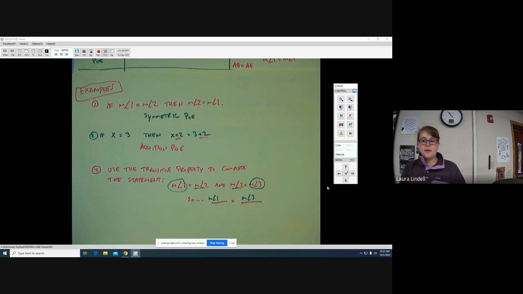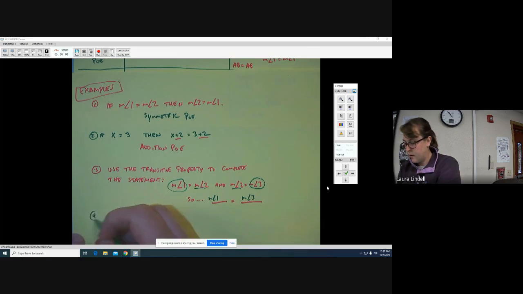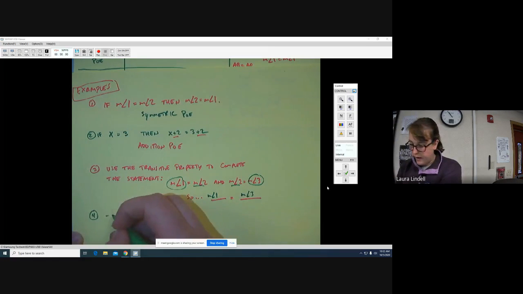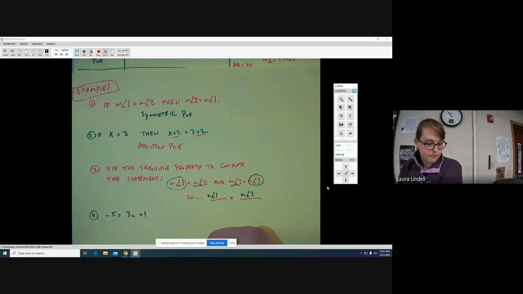The last kind of question that you'll see is something where you're given an equation to solve, and then you have to use properties of equality to justify all of your steps. So we'll do a couple of those as well. So we'll be given an equation like -5 equals 3n plus 1.